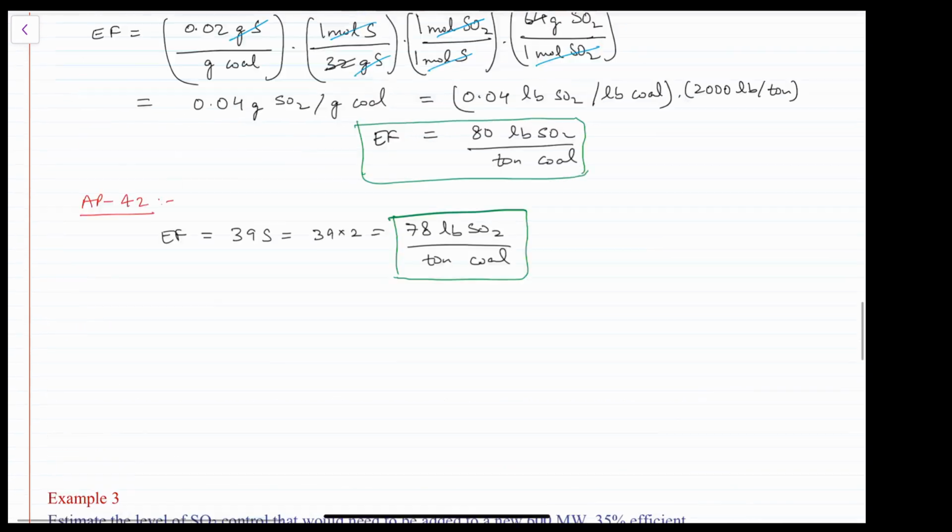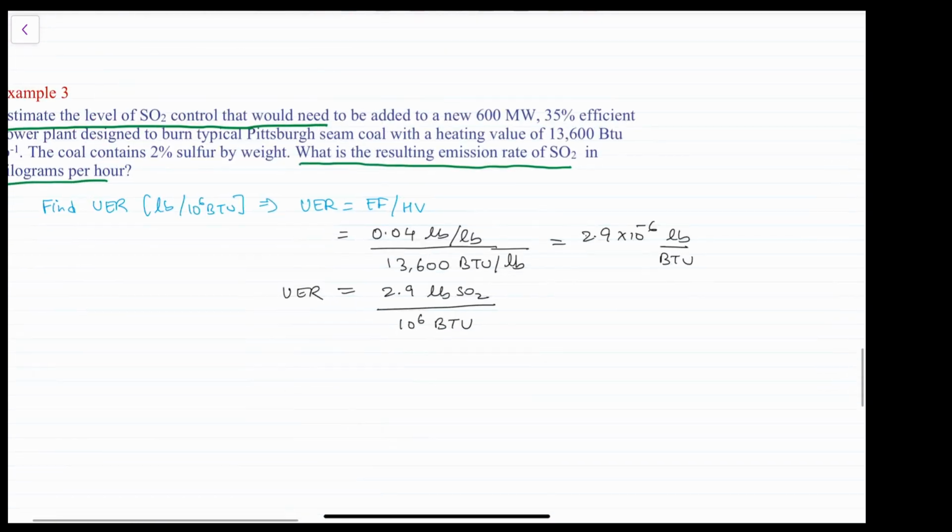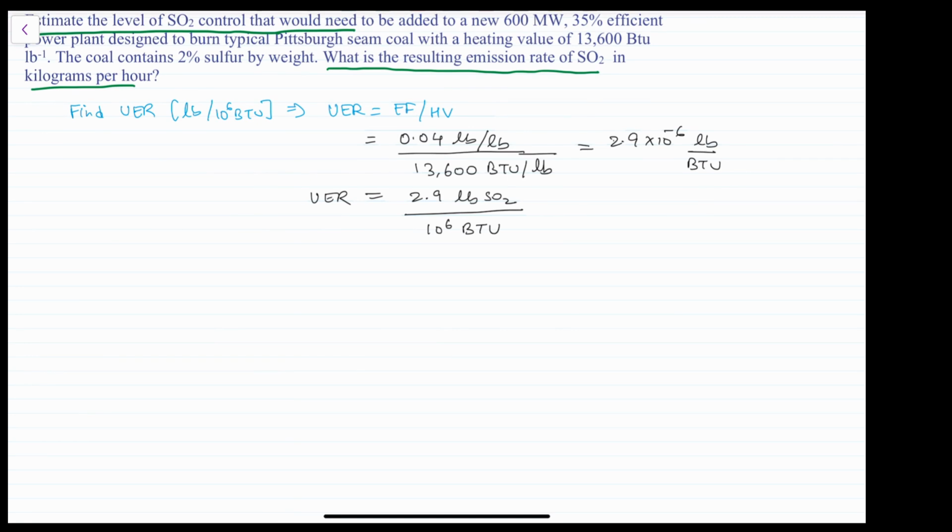So now let's look at this table. Go back to the table here. This is our table, and this is again falling in this category. So we would need this right here, the required maximum allowable emission rate of 0.6 pounds. Sorry for all the scrolling. So the max allowable emission rate would be equal to 0.6 pounds of SO2 per million BTUs. Now, this is based on table 2.3.